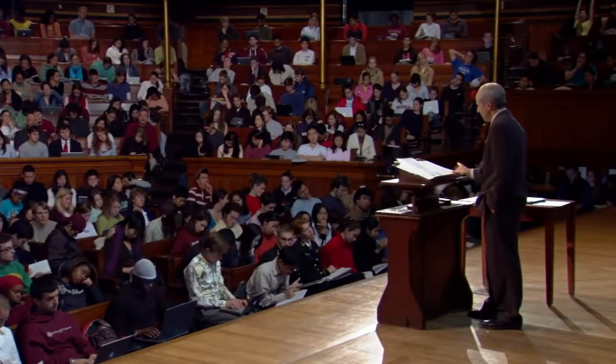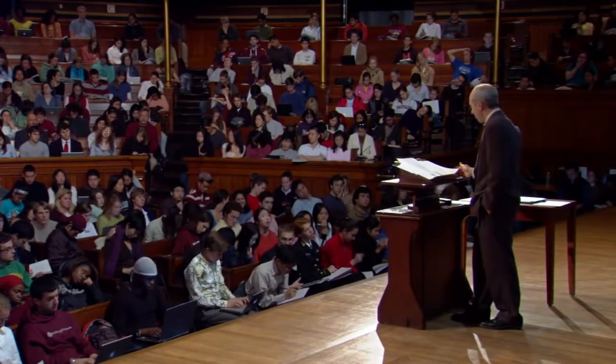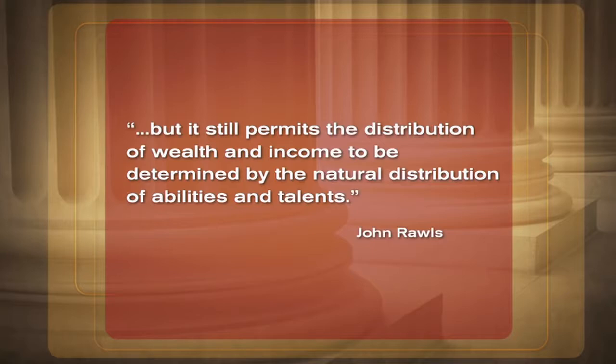So Rawls says even the principle of meritocracy, where you bring everyone to the same starting point, may eliminate the influence of social contingencies and upbringing, but it still permits the distribution of wealth and income to be determined by the natural distribution of abilities and talents. And so he thinks that the principle of eliminating morally arbitrary influences in the distribution of income and wealth requires going beyond what Mike favors, the meritocratic system.